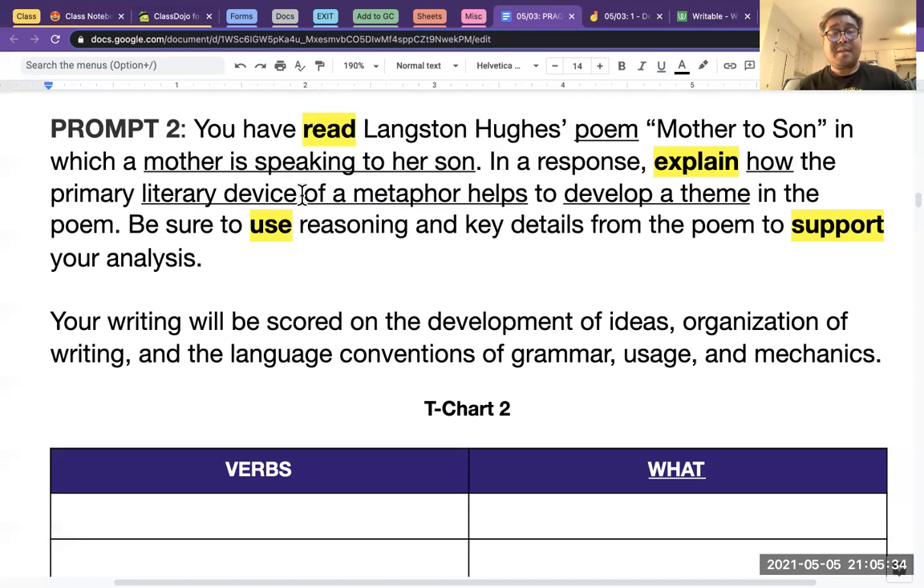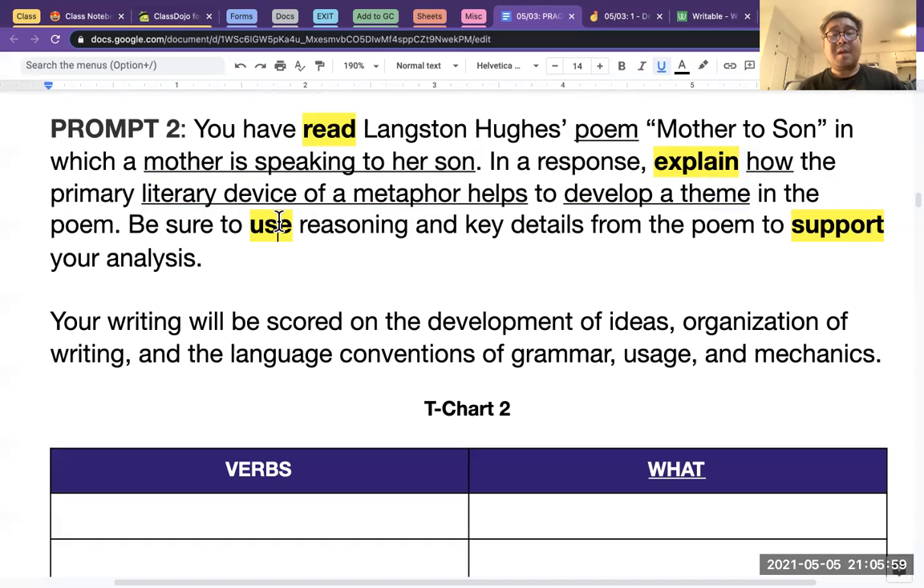So in this case, it's talking about a primary literary device. And they're calling that literary device a metaphor. All right, so yeah, I might not know what metaphor is, but I know that this is the literary device that they want me to talk about, and specifically how it helps develop a theme in the poem.